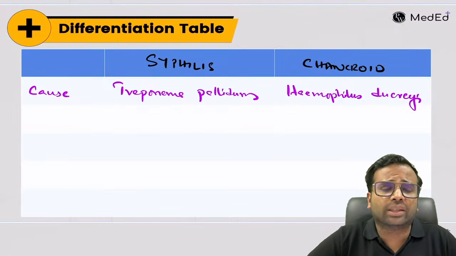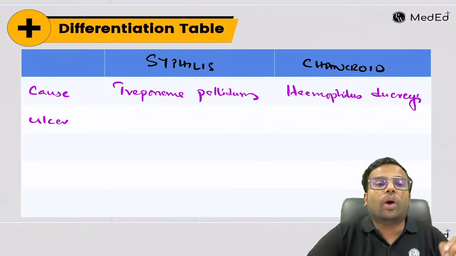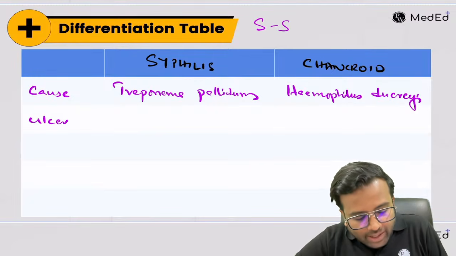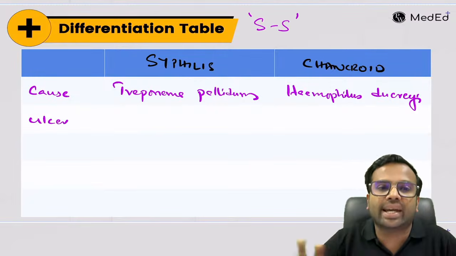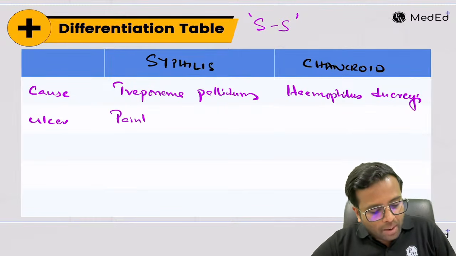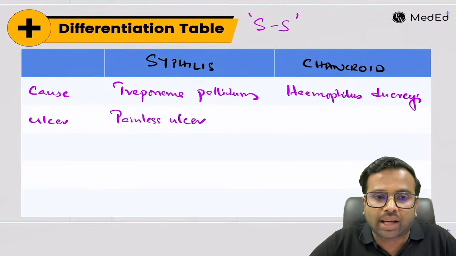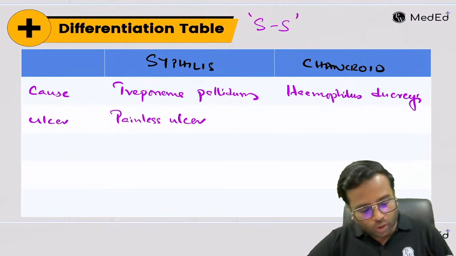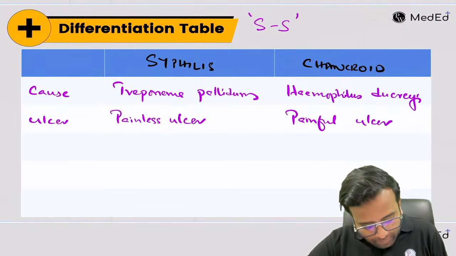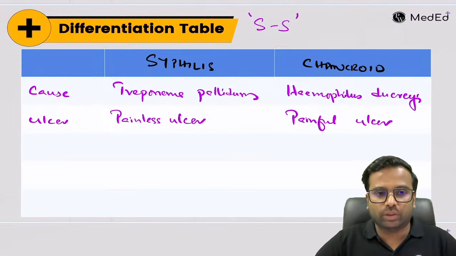The second thing that we will discuss is the ulcer characteristics. Now, what is the characteristic of the ulcer? Remember, S4S, that is syphilis, is a silent disease, which means the patient will have a painless ulcer, whereas in chancroid, the patient will have a painful ulcer. So one is painless, the other one is going to be painful, right?